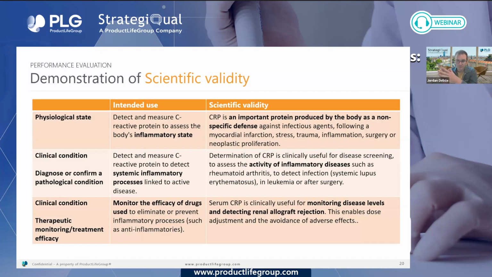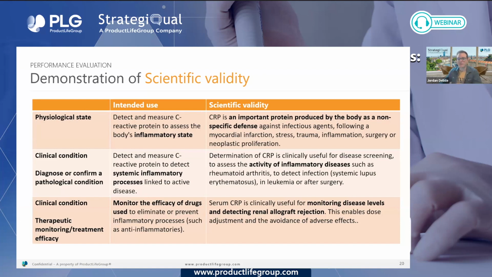First, the scientific validity. The demonstration of scientific validity is highly linked to the intended use of the device. To illustrate this point, let's take the example of 3 devices, all designed to measure C-reactive protein, the CRP, but with different uses. In the first row of the table, let's imagine that the claim of the first device is to determine the level of CRP in the serum of a patient to assess the inflammatory state of the body, meaning to check that the level of CRP in the blood is within the normal range.